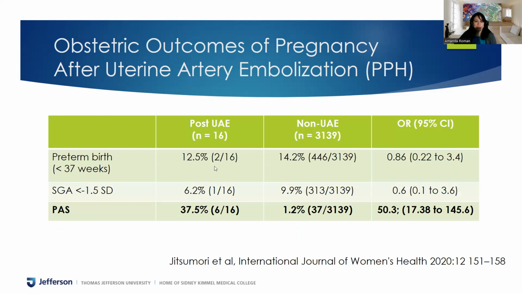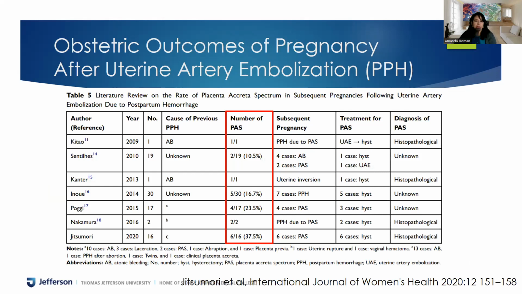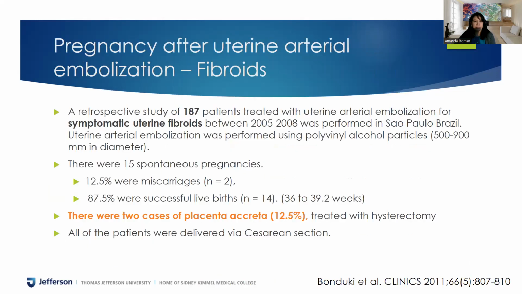There were no differences in preterm birth or small for gestational age, but the incidence of placenta accreta spectrum was extremely high, 37% versus 1.2%, with an odds ratio of 50 times more events. And if you look, they also reviewed literature for other publications. So there are small series, but all of them go from 10%, 16%, 23% risk of placenta accreta.